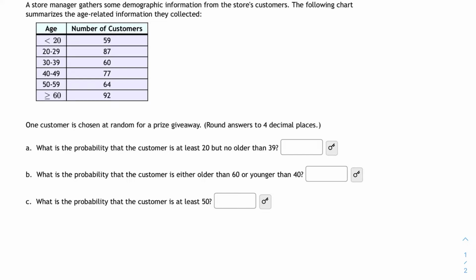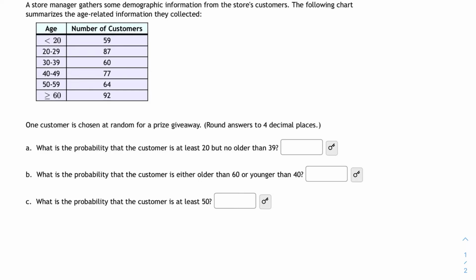So this is not given as a probability distribution, but it would be relatively easy to change it by finding the relative frequencies. So let's go ahead and answer these questions. It says one customer is chosen at random for a prize giveaway. Round answers to 4 decimal places. Part A. What is the probability that the customer is at least 20 but no older than 39?